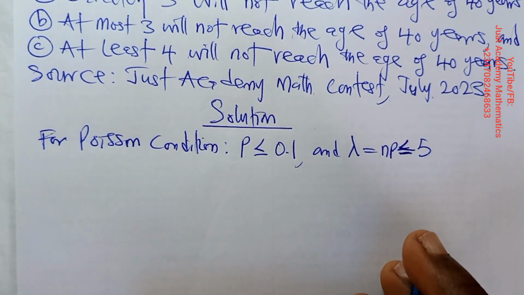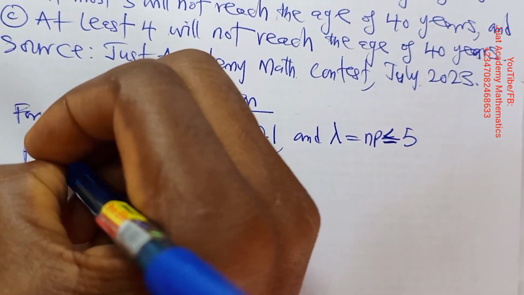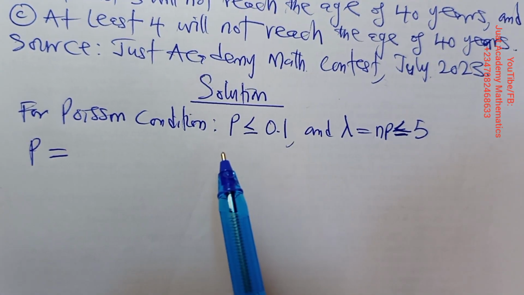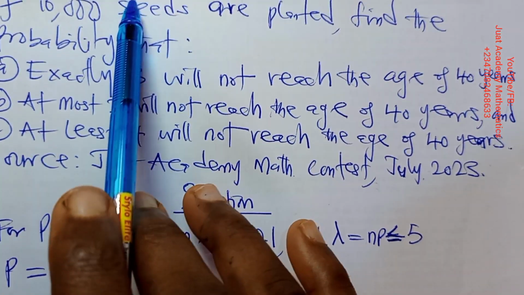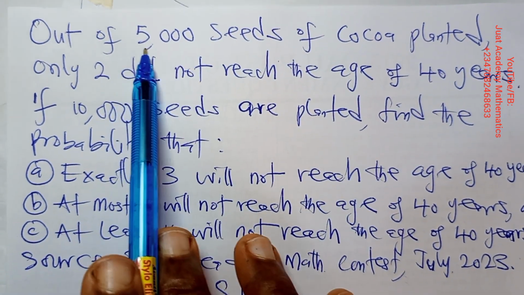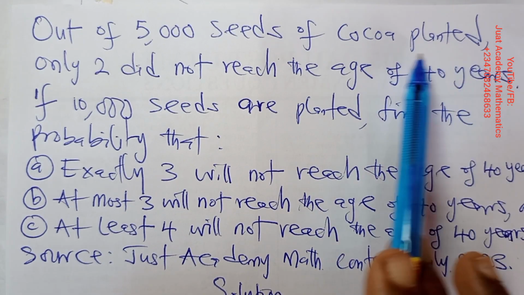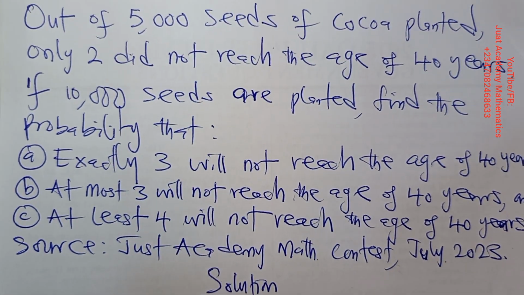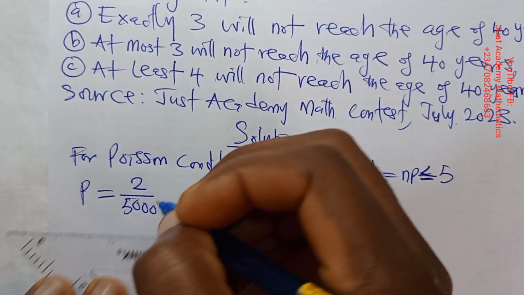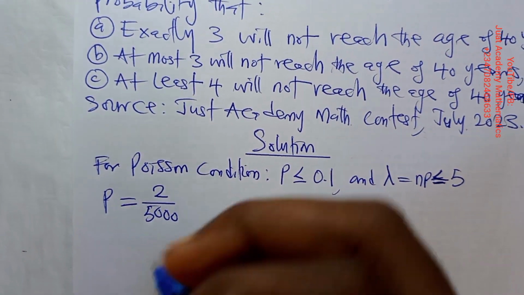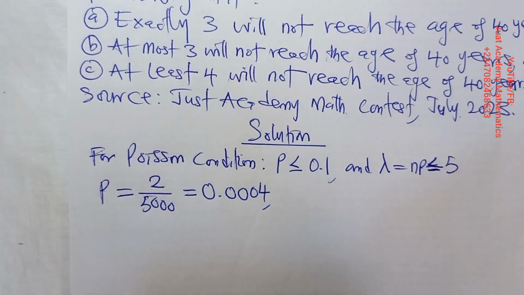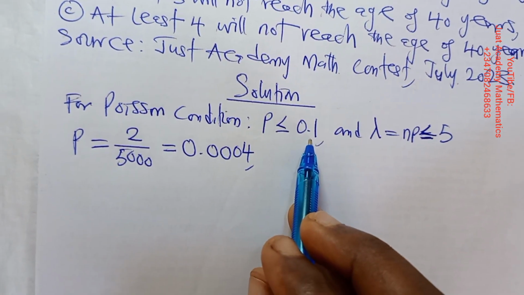So let's check what our P is. Our P here is 2 over 5,000. That is our probability. Out of 5,000 seeds of cocoa planted, only 2. So the P here now is 2 over 5,000. And 2 divided by 5,000 will give us 0.0004, which is less than 0.1.